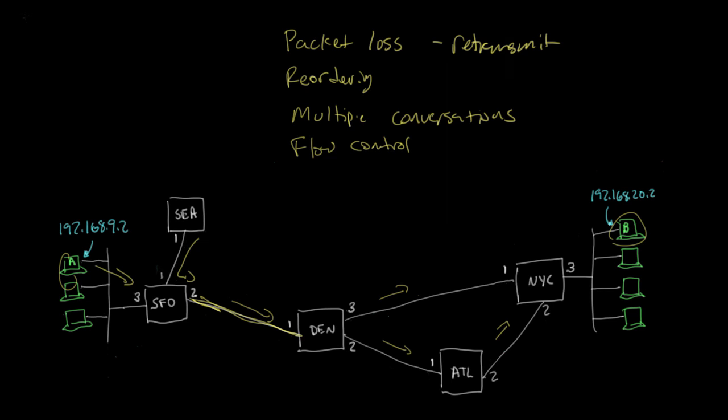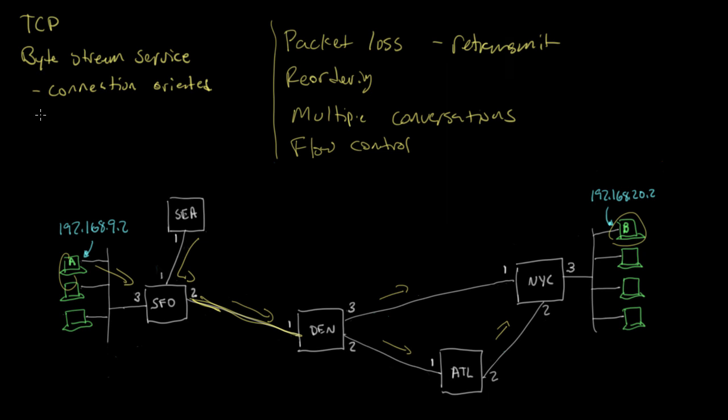And so in this video, I want to talk about TCP, the transmission control protocol, which actually solves all of these problems for us. It does that by providing what's called a byte stream service, which is connection oriented and reliable. And I'll explain what all this is in just a minute.